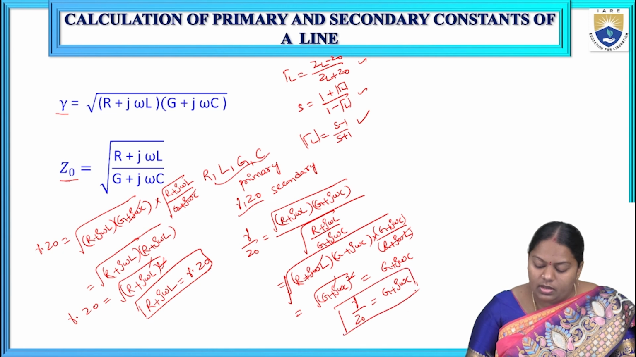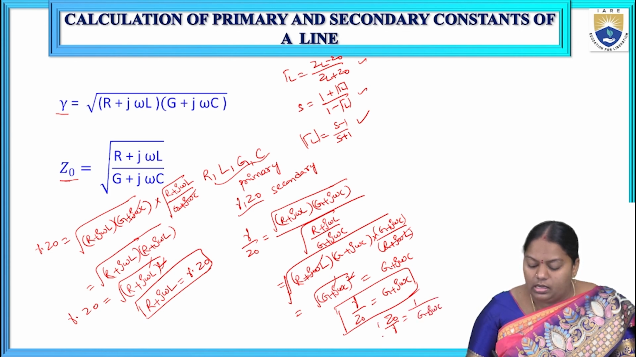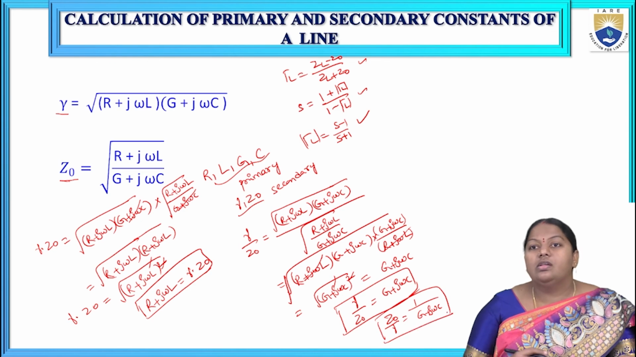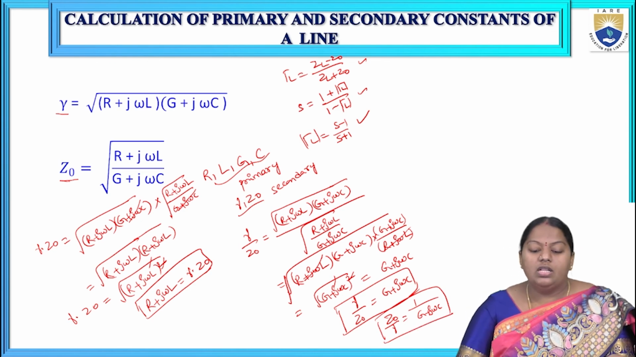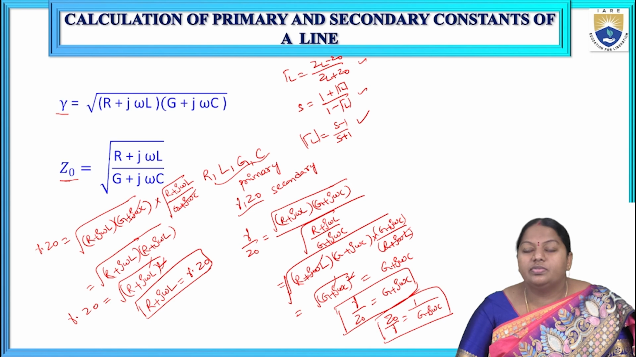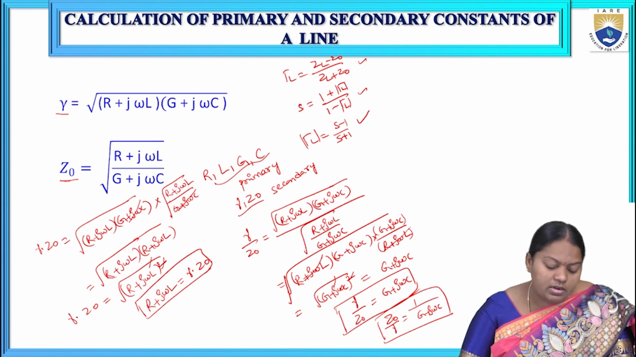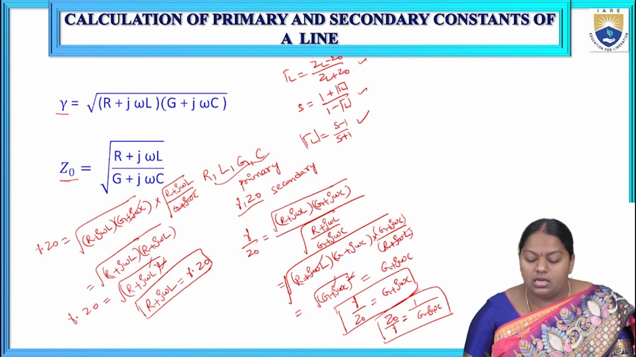Similarly, if you want to write z naught by gamma, the reverse case, then it becomes 1 by g plus j omega C. Okay, this is the way we have got all the primary constants in terms of secondary constants. Gamma into z naught is equal to r plus j omega L, and z naught by gamma equals 1 by g plus j omega C, or gamma by z naught equals g plus j omega C.